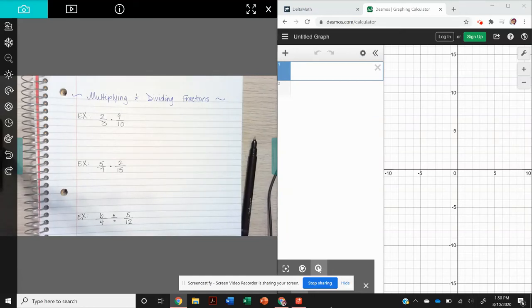All right, you guys. So, welcome back. We are looking at multiplying and dividing fractions.